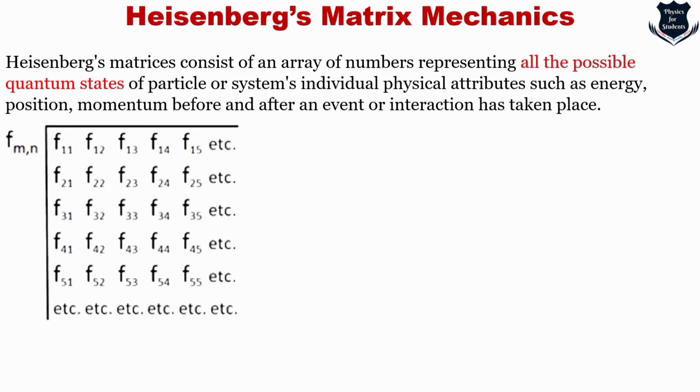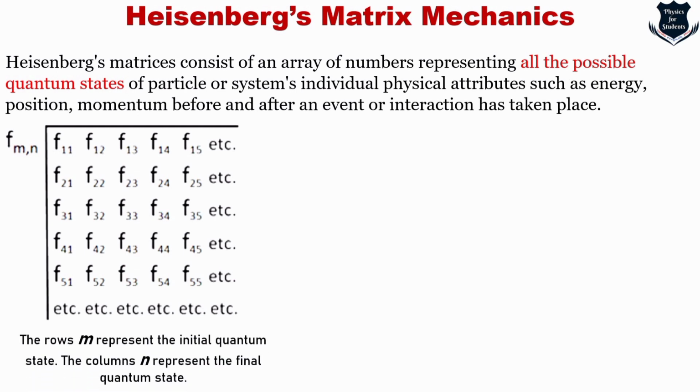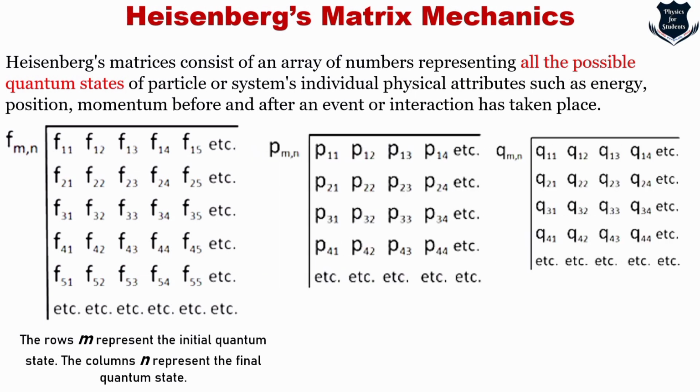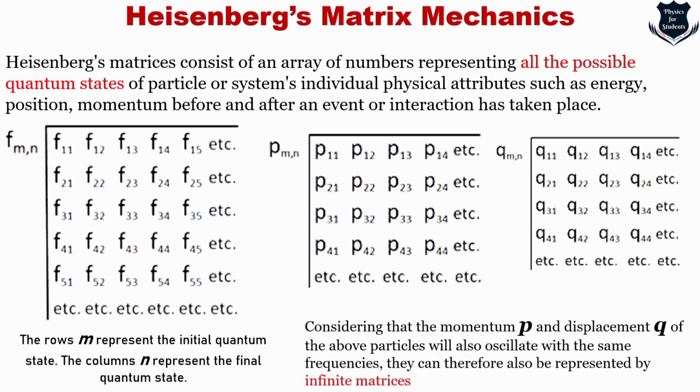So the rows M represent the initial quantum state and the columns N represent the final quantum state, and they can run up to infinity also. I mean to say the matrix can be infinite if M and N run up to infinity. Now, the example opposite is an infinite matrix containing all the frequencies, and it looks something like this, right? So considering the momentum P and displacement, say for example Q, of the above particles, they will also oscillate with similar frequencies, and that is why they can also be represented as infinite matrices. So this one and this one show the momentum as well as the displacement.